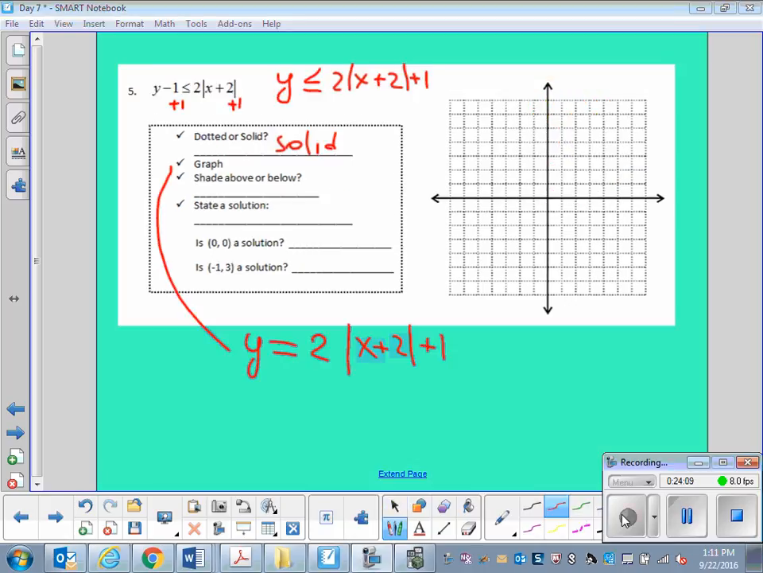What do I do with the parent function to get to this one? So up 1, right 2. Up 1, left 2, and then I stretch it, right? So up 1, left 2, and then I need to do the slope. Change the slope from 1 to 2. You're stretching it out.